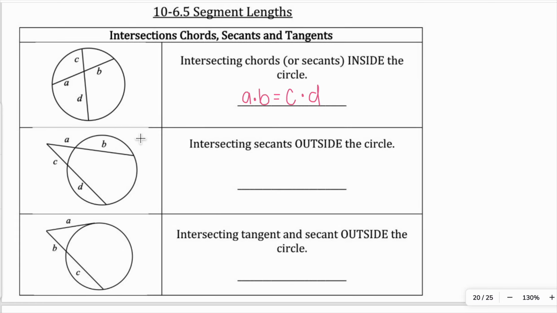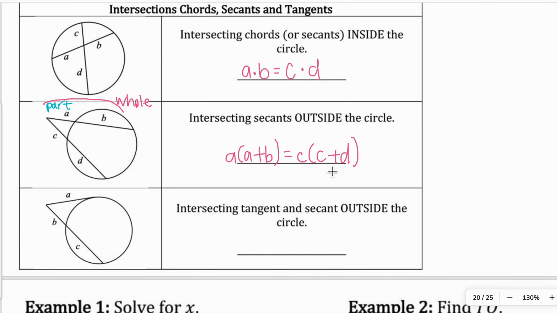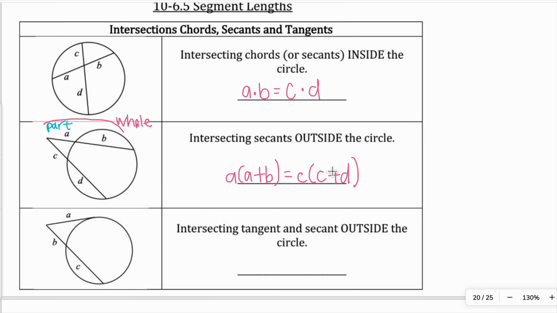Intersecting secants outside of the circle, you want to think about this as part to whole is equal to part to whole. So A times A plus B, and keep in mind A is a part of the line where A plus B is the whole line, is equal to C times C plus D. Okay, so there'll be some tricks to that as well. So we want to make sure we show good steps here.